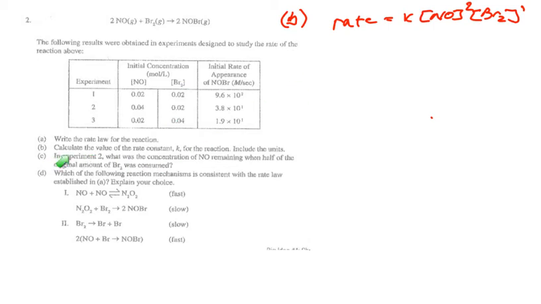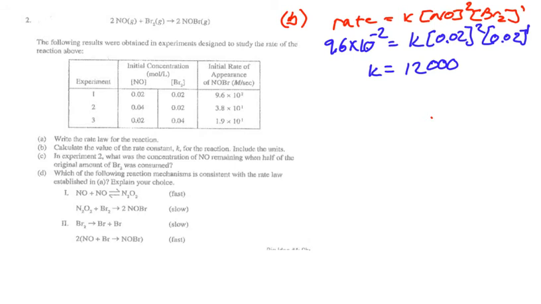Alright, on to B. Calculate the value of the rate constant K for the reaction and include the units. So all we're going to do is pick an experiment. I'm going to pick number 1, and I'm going to plug in all of the data into the expression, and then I'm going to solve for K. Okay, so I've done that, I've plugged it all in, and I've gotten the value for K.